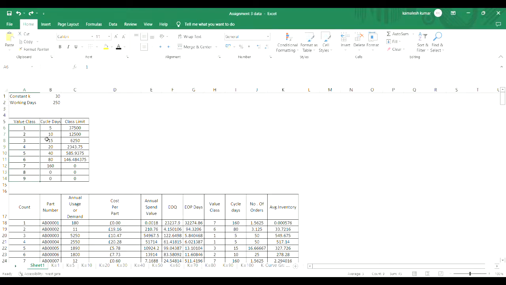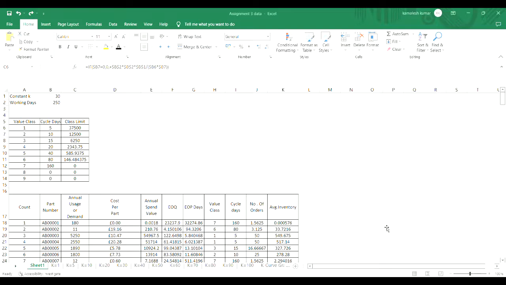So we are taking these classes. And next we have to take the cycle days 5, 10, 15, 20 till 160. We are taking the cycle days. This is the class limit. So this 37,500 can be calculated by using the formula which I have shown you previously. If you remember, the formula to calculate the class limit is nothing but W square into K by E1 into E2. That is the formula for the class limit. So if you put the values and you solve, we'll be getting the value 37,500.